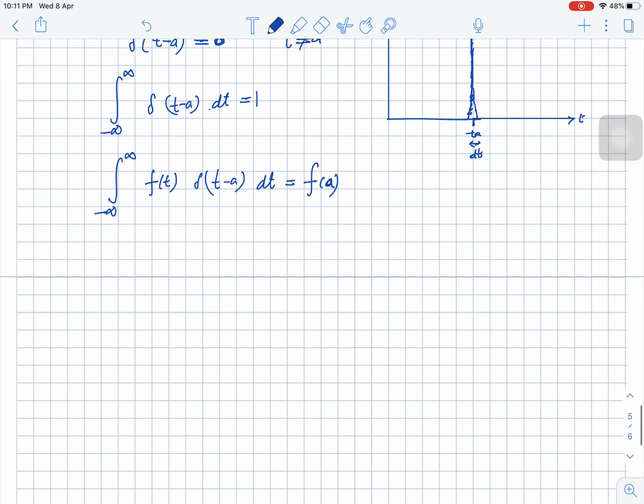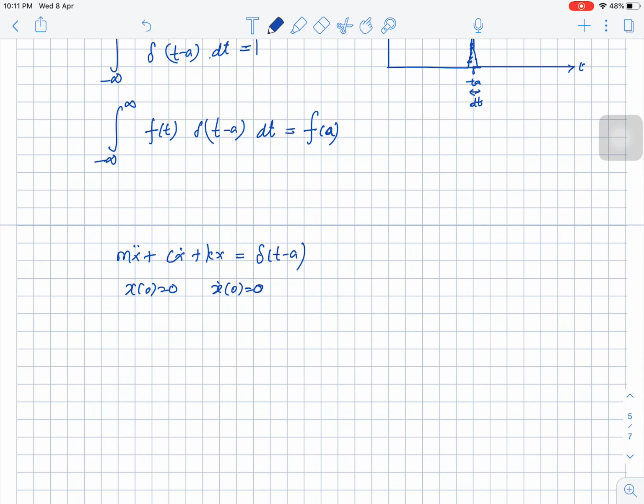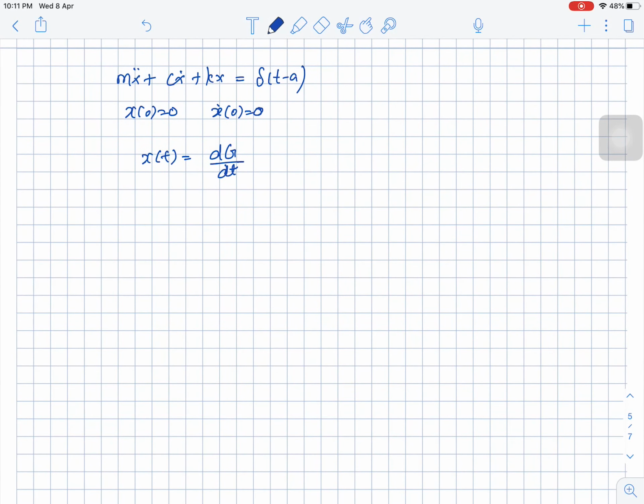So what we have seen: if you give an impulse function to the system, delta of t minus a, with x of 0 equal to 0 and x dot of 0 equal to 0, then the response of the impulse function will be dg by dt. This is what we have seen so far. So now we will take the derivative of g.